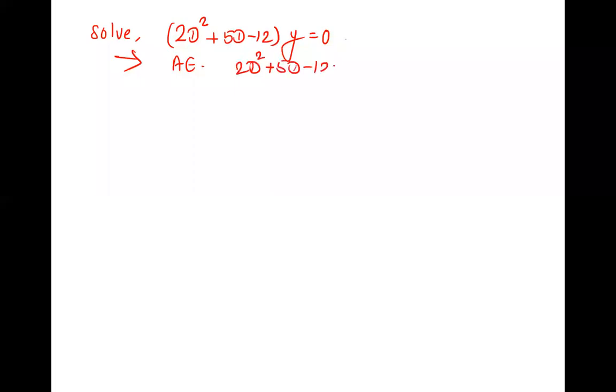Write the next question. Try to solve. Solve 2D square plus 5D minus 12, y is equal to 0. So you are considering the auxiliary equation 2D square plus 5D minus 12 equal to 0 and you are now finding out the roots. Please find it out and tell me.